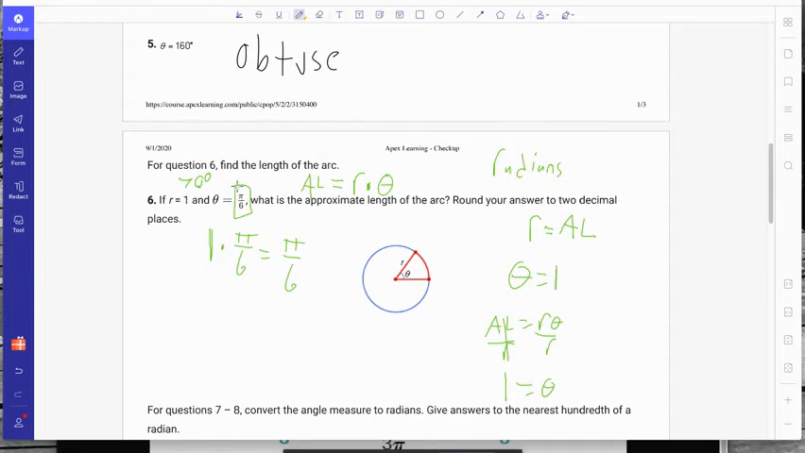Anytime your radius is 1, your arc length is always going to be whatever your theta is. I think those are the 2 questions they ask you about this.